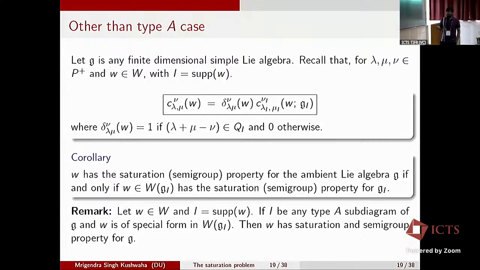So if W is a Weyl group element and I is the support of W, and suppose I is any type A subdiagram of G, and if this W is of a special form in W_{G_I}, then this W has the saturation and semi-group property for G. So we can say it is just a type A case, but in some other types also those permutations have the saturation and semi-group property. Essentially, it's just type A.